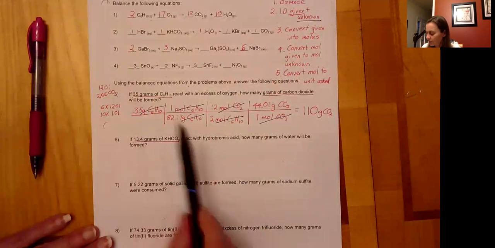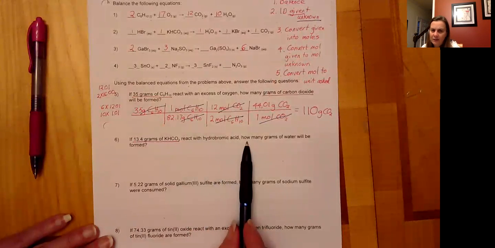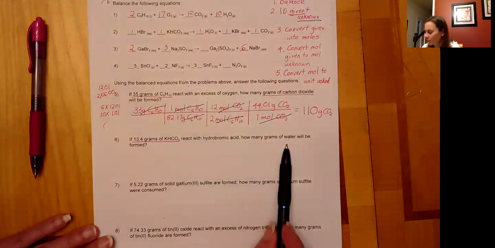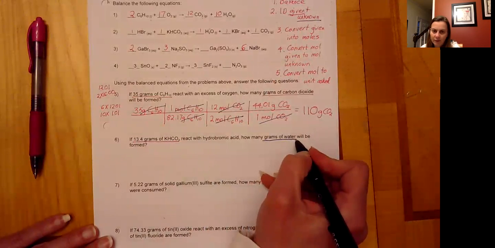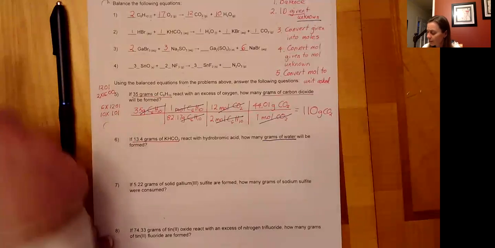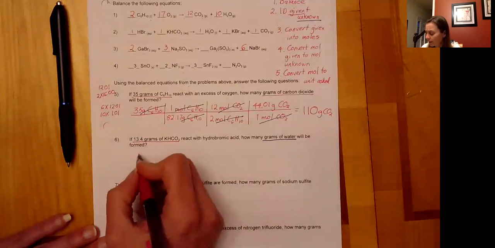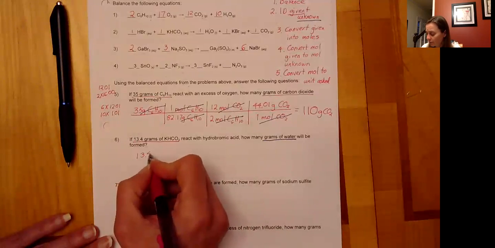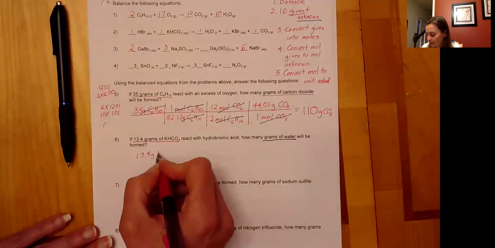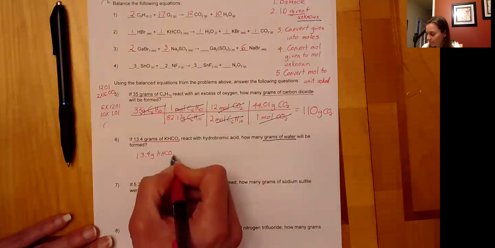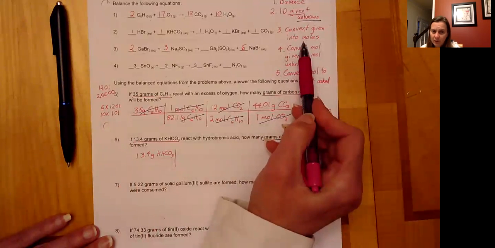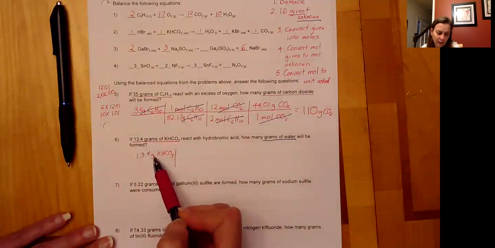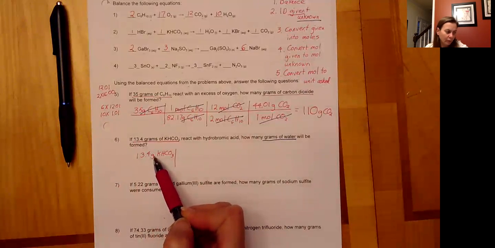And then it reacts with hydrobromic acid and asks me how many grams of water will be formed. So I'm looking for grams of water, so that's my unknown. So again, I'm going to start with what I know, which is 13.4 grams of potassium hydrogen carbonate. And I know I need to convert that into moles. And because I have grams, I know I need to look for molar mass.